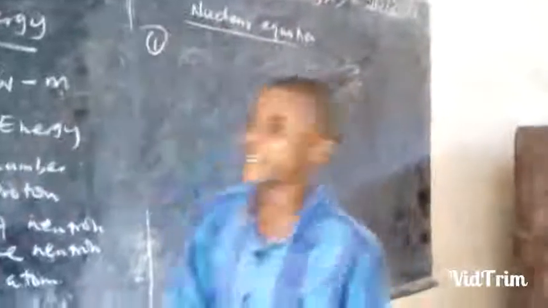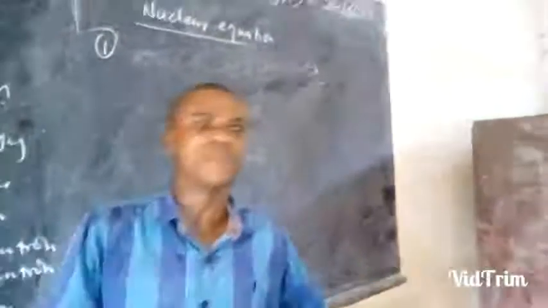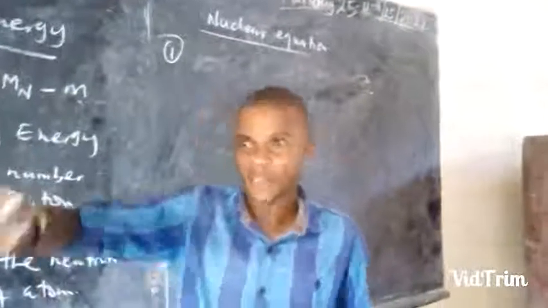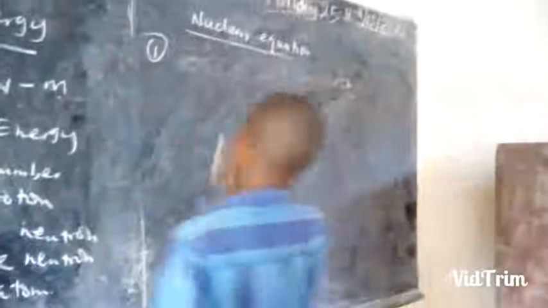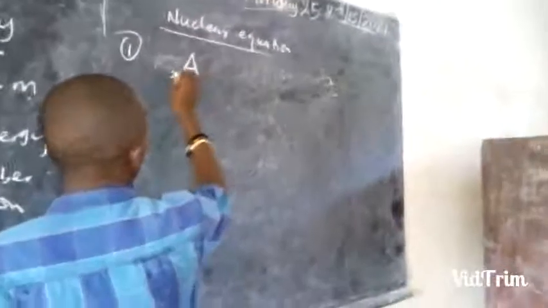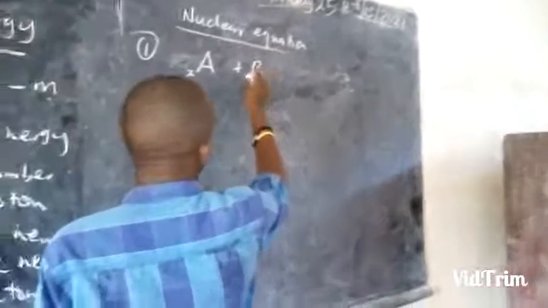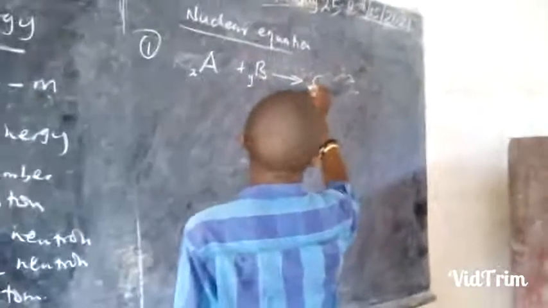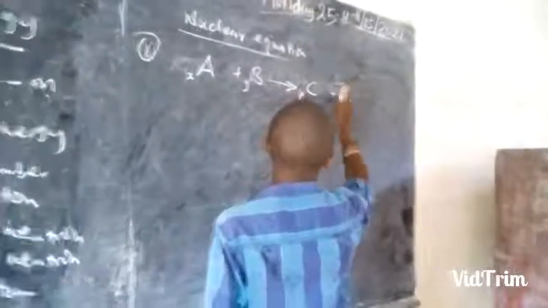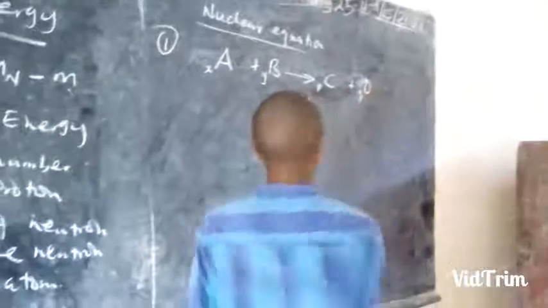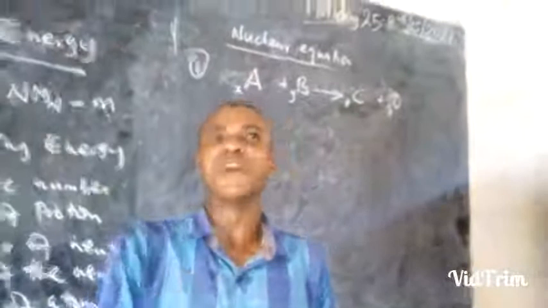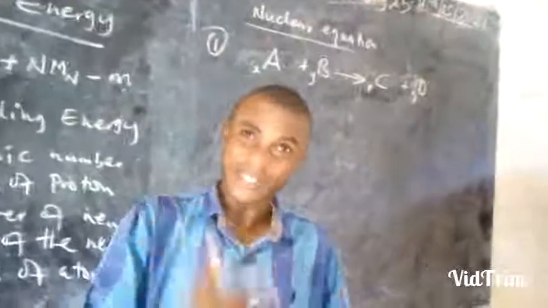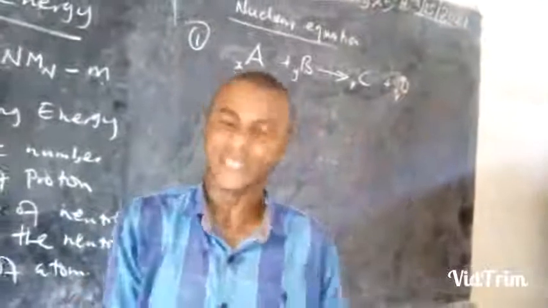The first law says that the total atomic number on the left-hand side equals the total atomic number on the right-hand side. That means when you add all the atomic numbers on the left-hand side, whatever answer you get will be the same as adding all the atomic numbers on the right-hand side. Symbolically, let us say we have an element A with atomic number X, and another element B with atomic number Y. They are linked by two other elements, C with an atomic number of any letter of our choice, and D with atomic number Q. So what the law says is that the total atomic number on the left-hand side equals the total atomic number on the right-hand side.